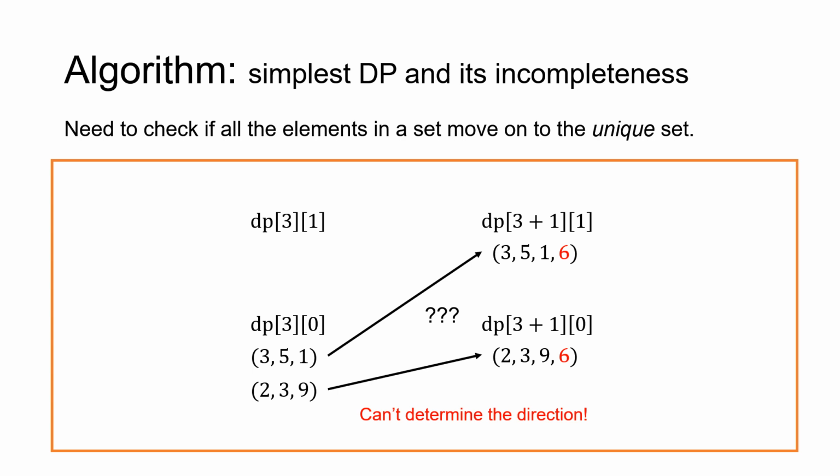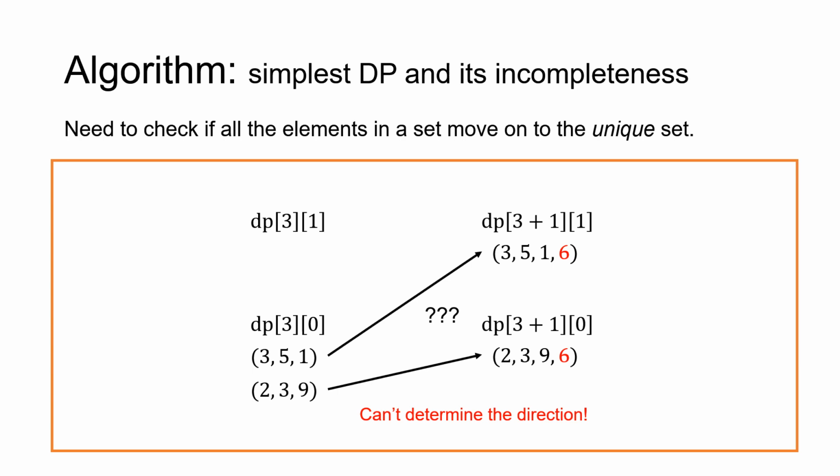3, 5, 1 and 2, 3, 9 are both the elements in it. Consider the value of dice 4 is 6. Then something wrong happens. 3, 5, 1, 6 is in dp[4][1] because 3 plus 1 plus 6 equals 10. But 2, 3, 9, 6 is in dp[4][0]. This implies that we can't define the transition equation from dp[3][0], and our definition of DP is not a good one.